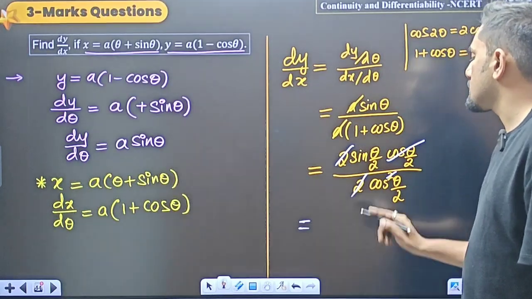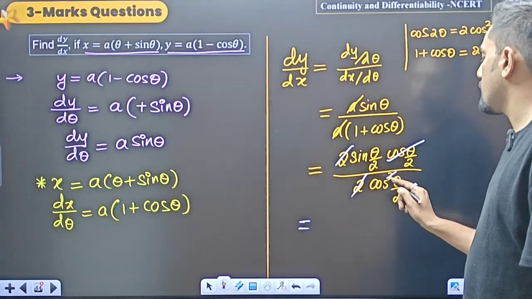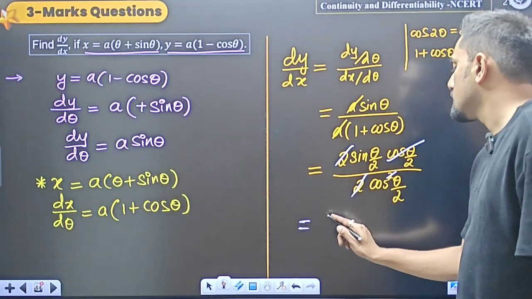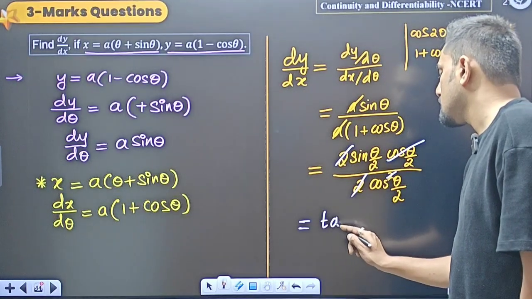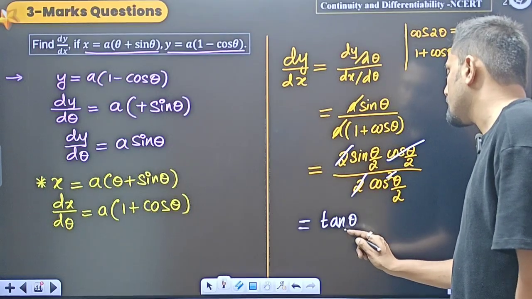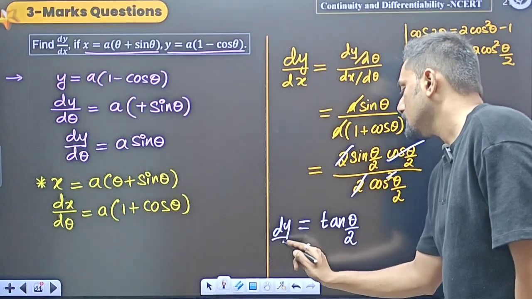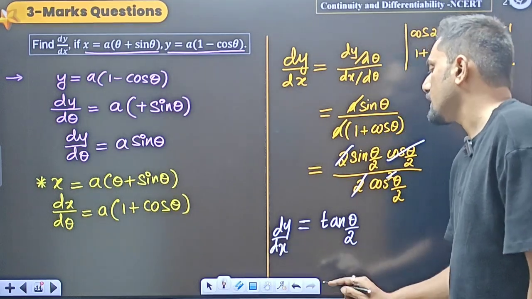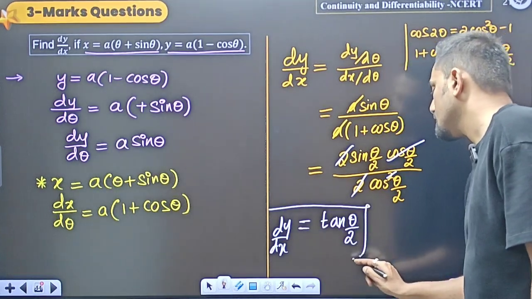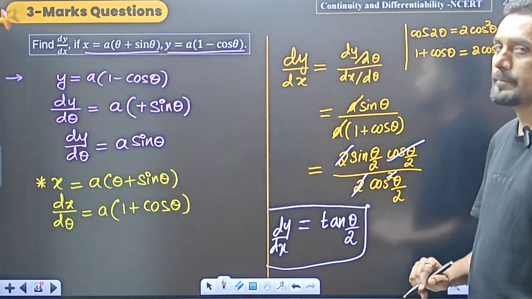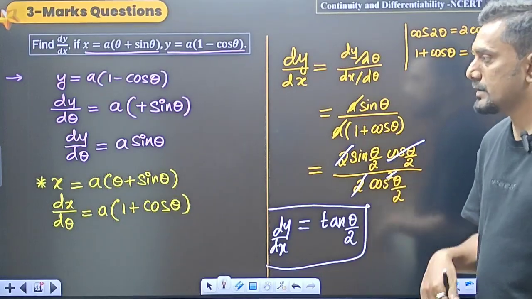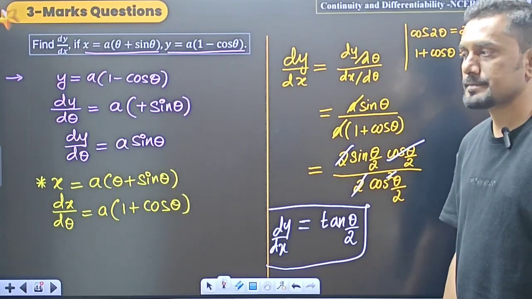And that becomes equal to sin theta by 2 divided by cos theta by 2, that is equal to tan of theta by 2, which is dy by dx, the required answer. If you write this much, then you will get 3 out of 3 marks. Pause the video and note down the answer.